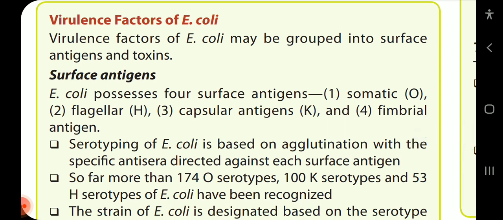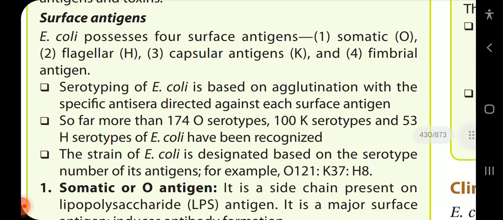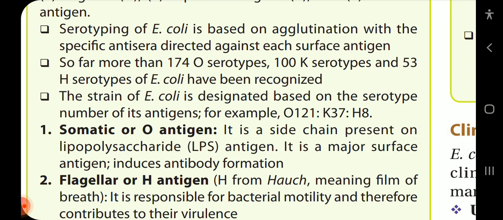Virulence factors of E. coli. Virulence factors of E. coli may be grouped into surface antigens and toxins. Surface antigens. E. coli possess 4 surface antigens: somatic O, flagellar H, capsule antigen K, and fimbrial antigen. Serotyping of E. coli is based on agglutination with the specific antisera directed against each surface antigen. So far, more than 174 O serotypes, 100 K serotypes, and 53 H serotypes of E. coli have been recognized. The strain of E. coli is designated based on the number of its antigens. For example, O121 K37 H8.